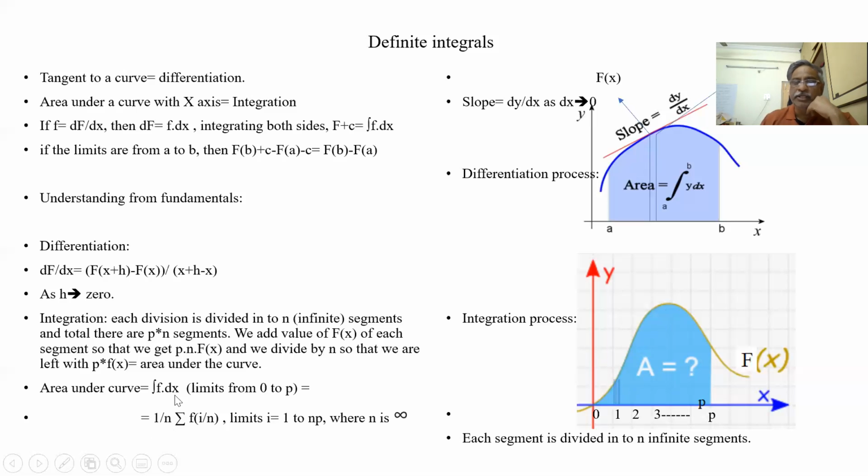This is nothing but, simply we say, integral f dx with limits 0 to p. In sigma form, it is i from 1 to np of f of i by n, times 1 by n. So these are the two understandings of integration between the limits. Okay.